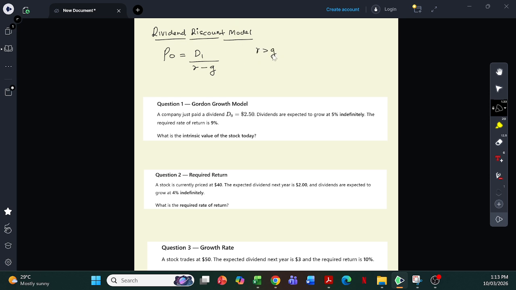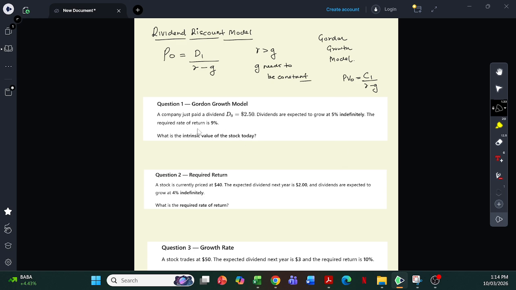The required return needs to be greater than the growth rate, otherwise this would be a negative number and would be meaningless. And G, the growth rate, needs to be constant. If the growth rate is not constant, then we are not able to use the Gordon growth model. This is the Gordon growth model. And as some of you might know, this is very closely related to the growing perpetuity model. The growing perpetuity formula is C1 divided by R minus G, which is basically the present value of a growing perpetuity.